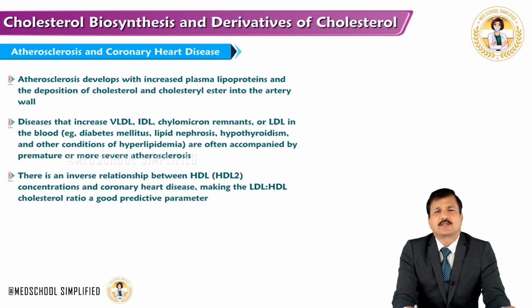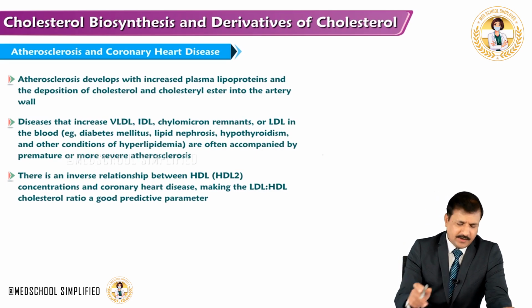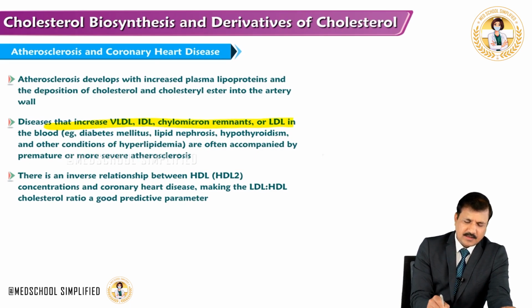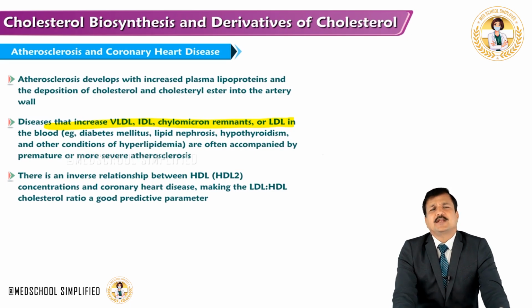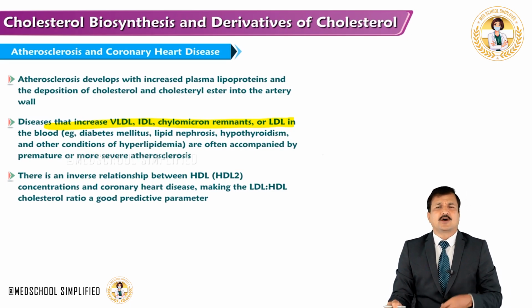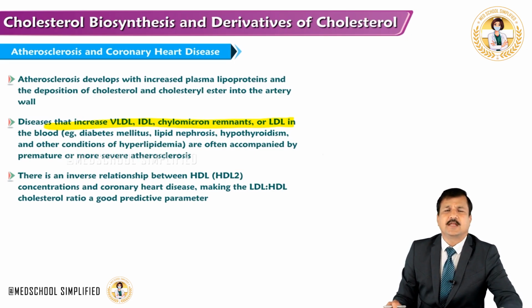Coming to atherosclerosis and coronary heart disease. Atherosclerosis develops with increased plasma lipoproteins and the deposition of cholesterol and cholesterol esters into the arterial wall, especially in the subintimal space of the arterial wall. Now, any diseases that increase VLDL, IDL, chylomicron remnants, LDL, all these molecules, their metabolism, I have already explained in the lipoprotein metabolism lecture.